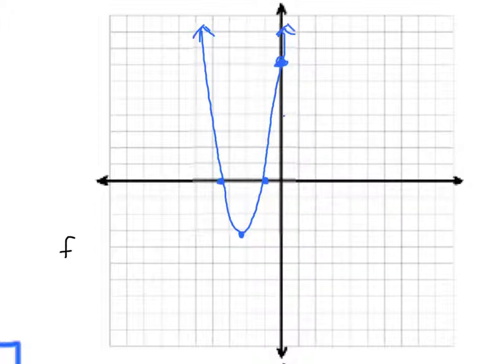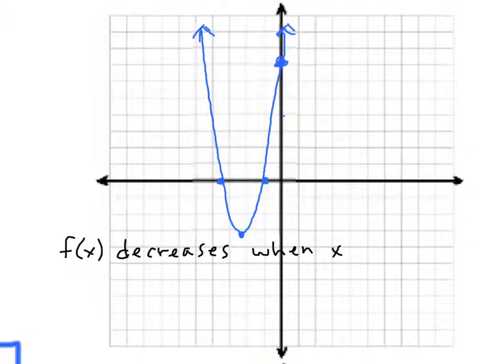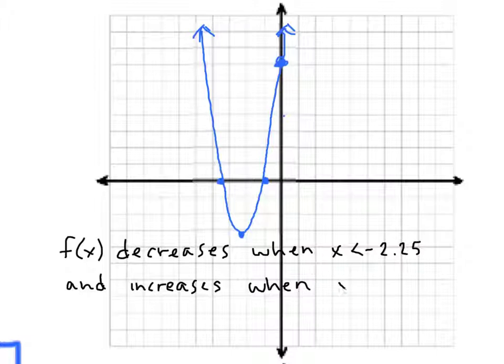So f of x decreases when x is less than the minimum, and the x-coordinate of our minimum is negative 2.25. And then it increases when x is greater than negative 2.25. All right, let's look at number 2.